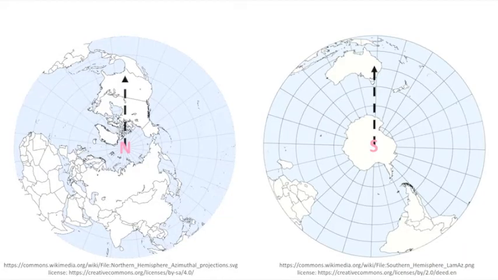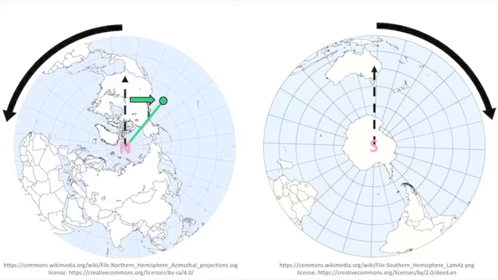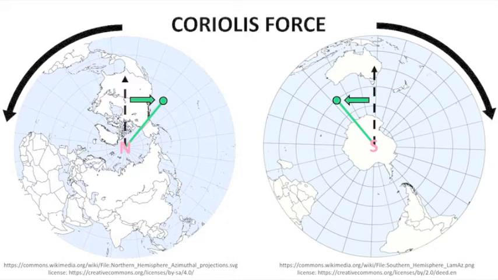So you can see that where you would just go straight where you're pointed if the Earth weren't spinning, like this, instead, with the Earth spinning counterclockwise in the northern hemisphere, you wind up off to the right from where you meant to be. Now, in the southern hemisphere, where things spin clockwise, you wind up to the left of where you wanted to be. Now, this shift to the right or to the left is called the Coriolis force.